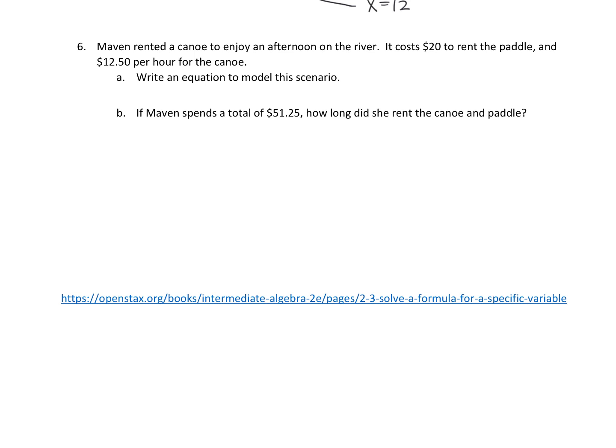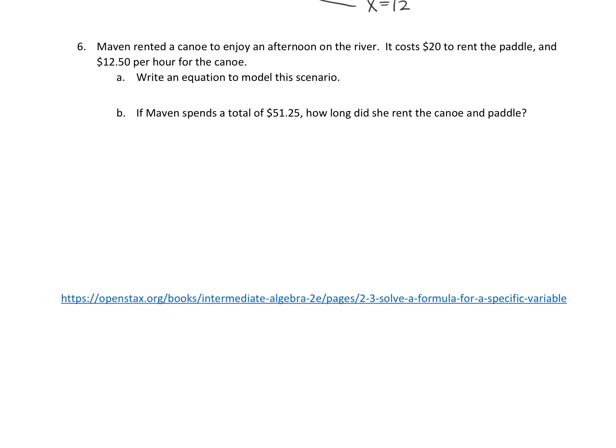All right, our last example. Maven rented a canoe to enjoy an afternoon on the river. It cost $20 to rent the paddle and $12.50 per hour for the canoe. Part A asks us to write an equation to model the scenario. Part B asks, if Maven spends a total of $51.25, how long did she rent the canoe and paddle?